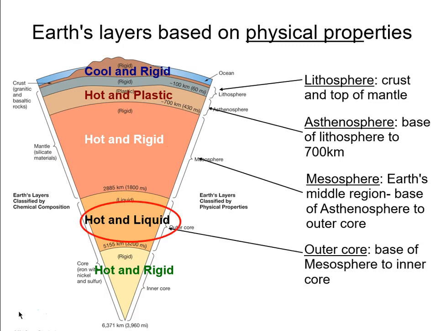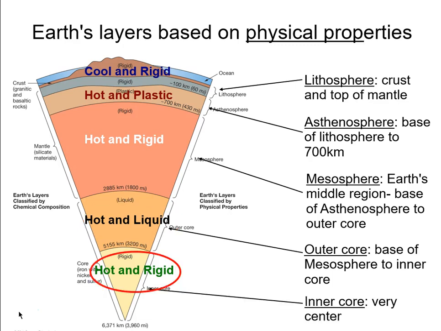Now we go down a layer and we get to what's called the outer core. The outer core is hot and liquid, so it's flowing. And when we talk about some evidence for plate tectonics, I want you to remember this because this is what is influencing the magnetism of our Earth, is basically the core and what makes up the core. Okay, so we've got the outer core, which is hot and liquid, and then at the very center of our Earth, we have the inner core, and that is hot and rigid.